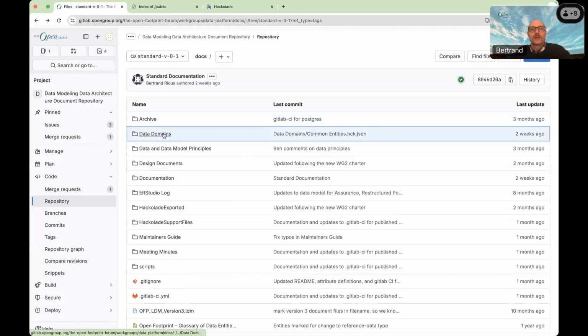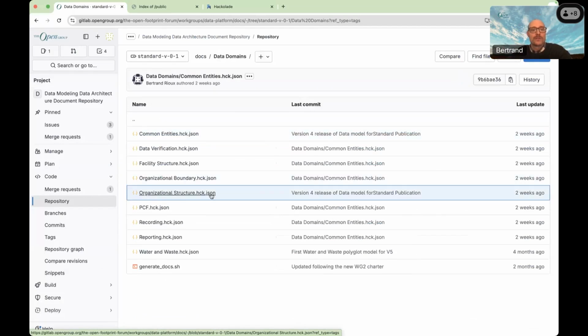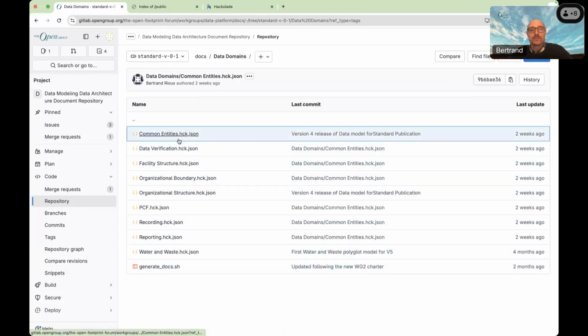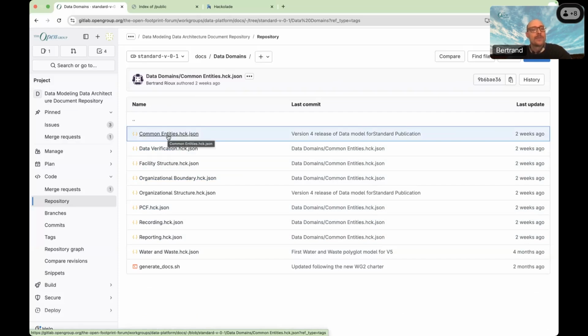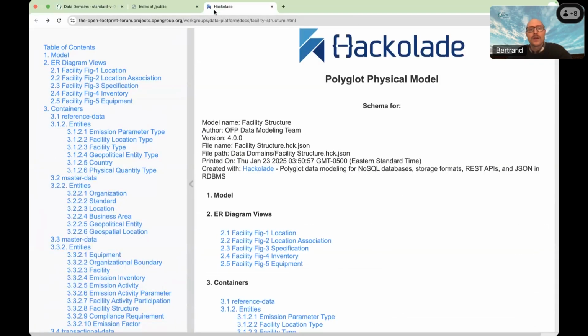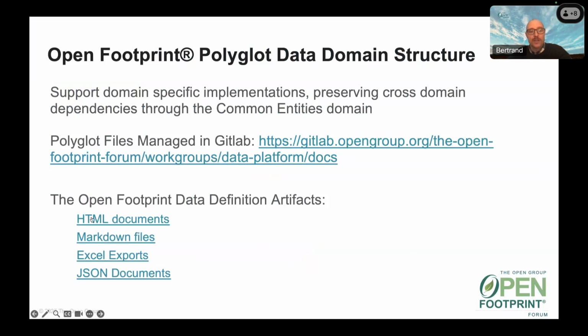Within this project, we have a breakdown of our various data domains. Essentially these are Hackolade polyglot files for each of the various domains I've discussed previously. And this common entities file is essentially the bridging file across all these domains. Now, each of these domains we publish as artifacts: documentation, markdown files, and we also export all the contents to Excel or JSON documents that you can consume.